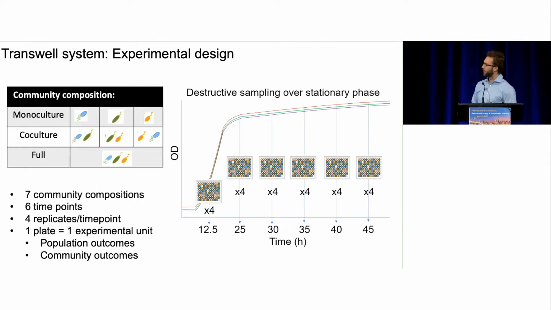For our experimental design, we have a replicated time series. We have all of these community compositions. We have 6 time points, the first time point being at exponential phase, and then 5 time points into stationary phase, where we have 4 biological replicates for each time point. Then 1 plate ends up being 1 experimental unit where we can measure population and community outcomes. What I mean by this experimental unit, I'll show in this next slide.